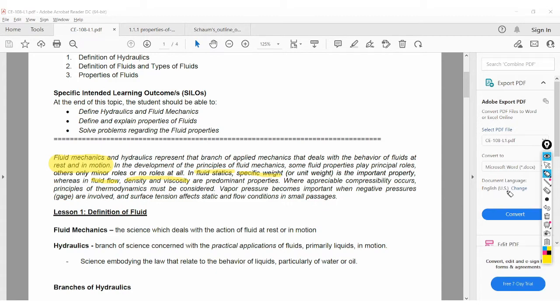So again, in fluid statics, since the fluid is not moving, specific weight is the most important property. But once it is moving, this is where the concept of density and viscosity comes in. So later we will define everything about these properties.